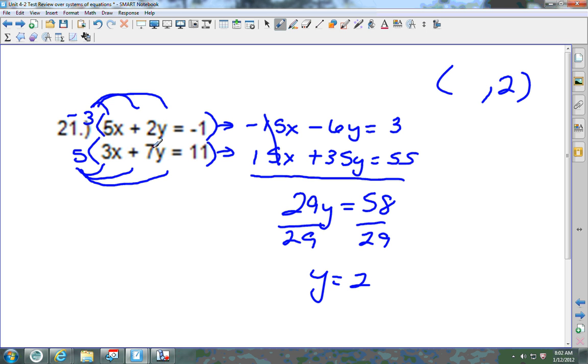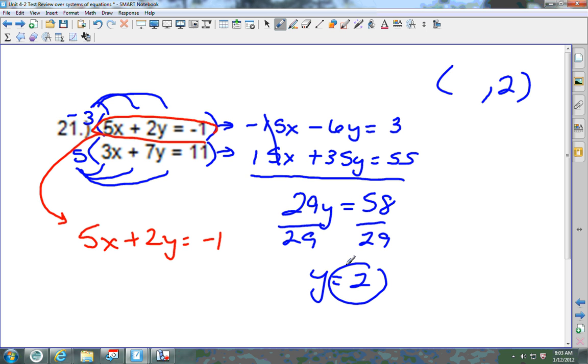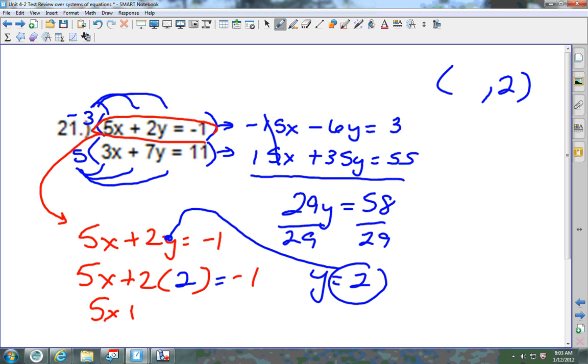Take one of the two equations. I'll take this top one, just out of choosing, I had to choose one of them. Now I'm going to take this 2 and substitute it in here for this y, and I get 5x plus 2 times 2 equals, oops, negative 1. 5x plus 4 equals negative 1. Subtract 4 from each side. 5x equals negative 5. Divide by 5. X equals negative 1. There's my answer.